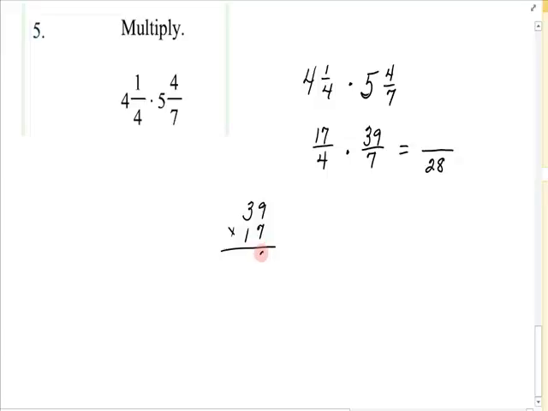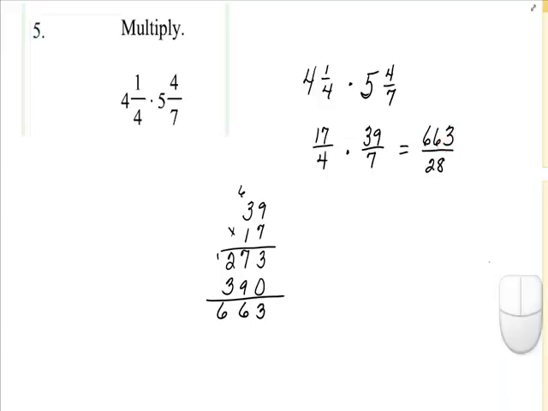7 times 9 is 63, carry the 6. 7 times 3 is 21, it's 27. Holder 0. 1 times 9 is 9, 1 times 3 is 3, add, get 3. 16, carry the 1, 663. I have 663/28.